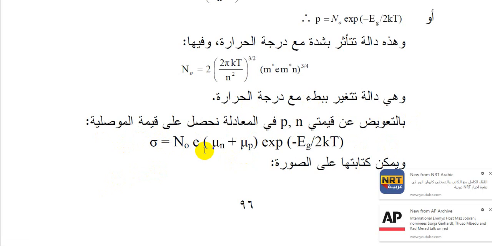Sigma equals n naught e, mu n plus p mu p. Mu n, just like we stipulated before and just like we used to deal with, is the mobility of electrons, and mu p is the mobility of holes. It can also be written in exponential form, with Eg in the exponent.